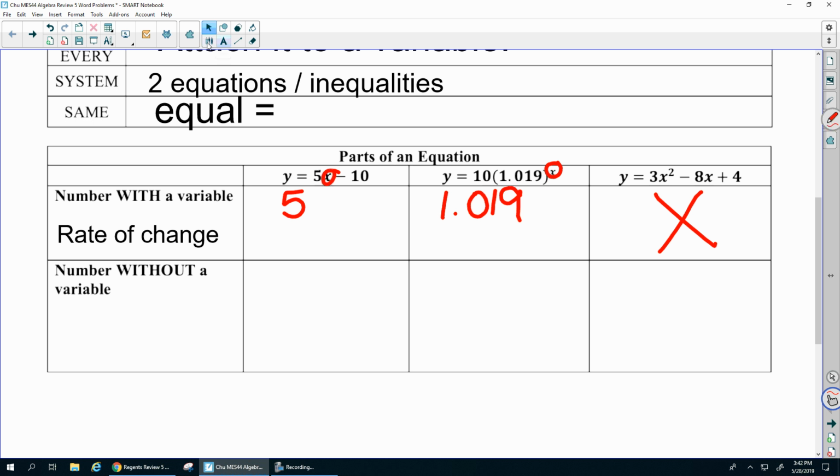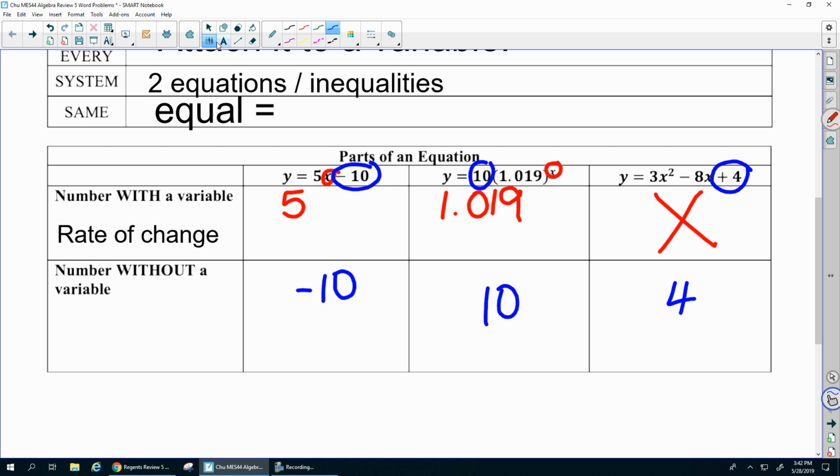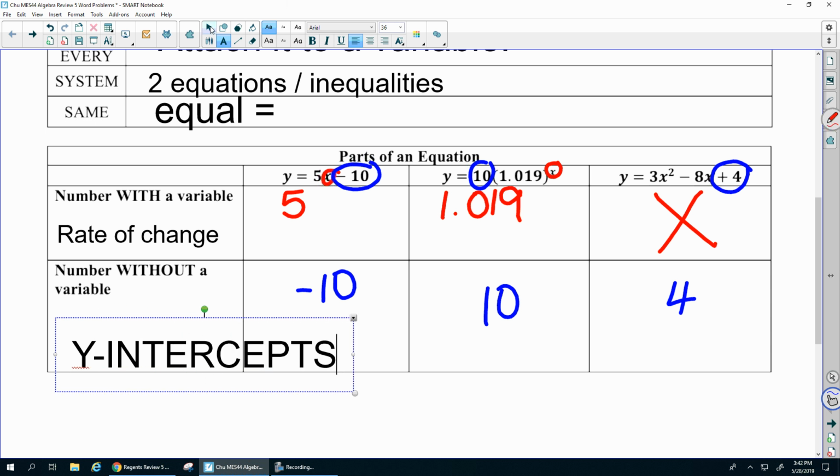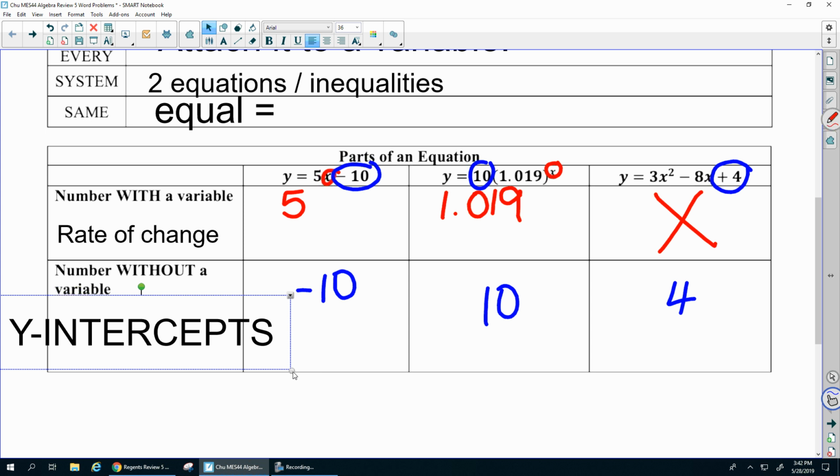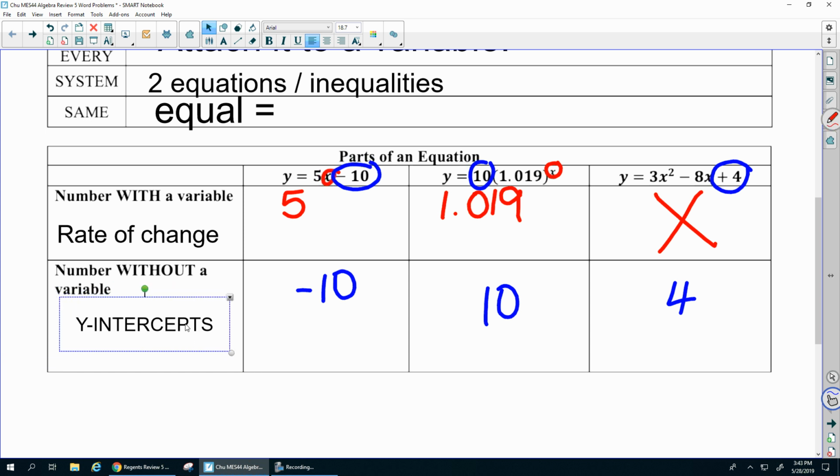Number without the variable, so in this case, the number without the variable is your negative 10. The number without the variable here is a positive 10. And the number without the variable in your last one is a positive 4. And all of these are your y-intercepts. Always, okay? So the number without the variable is always your y-intercept.